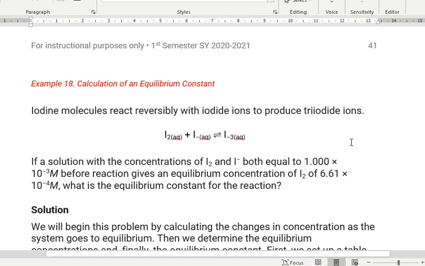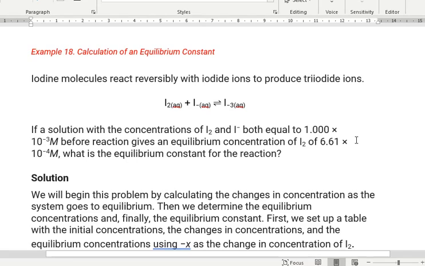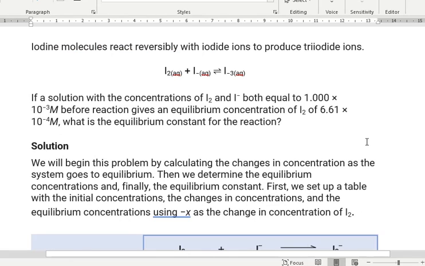So, let's try to compute for the equilibrium constant. Iodine molecules react reversibly with iodide ions to produce triiodide ions. So, react reversibly, which means that this is a reversible reaction. Okay? If a solution with the concentrations of I2 and I minus both equal to 1 times 10 to the minus 3 molar before reaction gives an equilibrium concentration of I2 of 6.61 times 10 to the minus 4 molar, what is the equilibrium constant for the reaction?